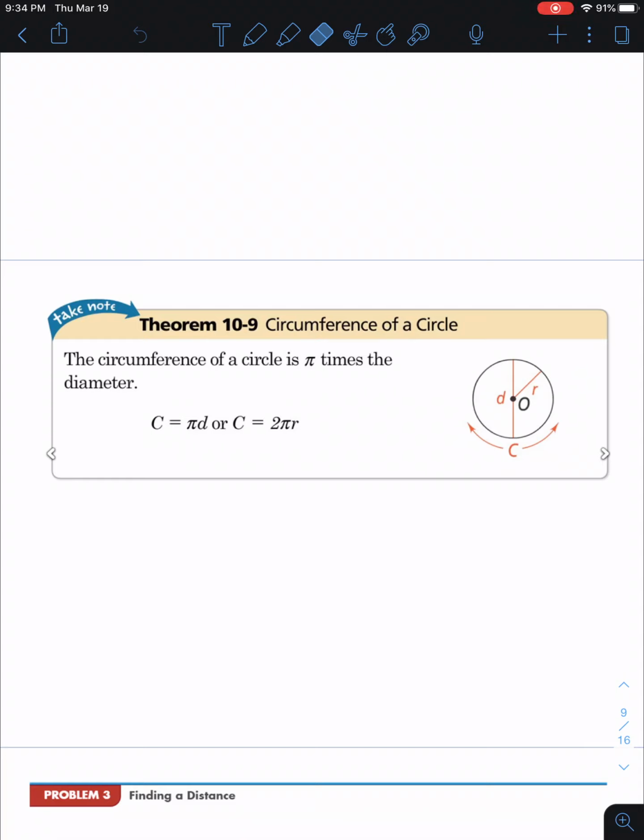Good morning again, class. Today we're going to take a look at the second part of this section on circles, and we're going to be taking a look at the circumference of a circle. The circumference of a circle is the formula C equals pi d, or C equals 2 pi r.